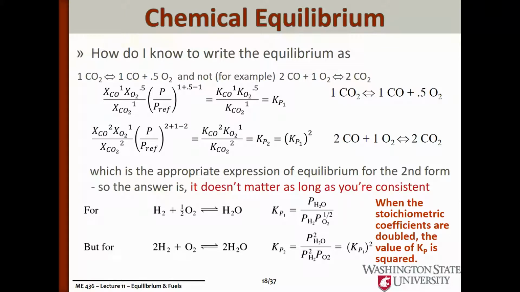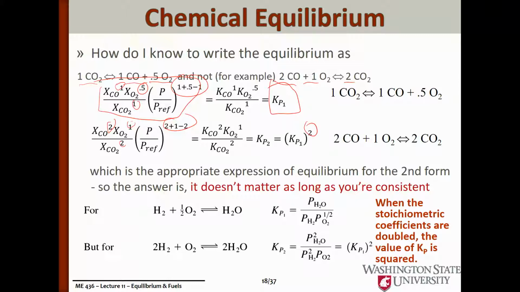So how do I know to write the equilibrium as 1 carbon dioxide to 1 carbon monoxide plus half an oxygen versus doubling everything up so that I have nice even stoichiometric coefficients? Well, if I look at the balanced mole fractions here in the definition of the equilibrium constant, I can see I've been using these stoichiometric coefficients as the exponents, and I do the same thing and I double each of those exponents. Well, that's going to work out to just being the original equilibrium constant squared.